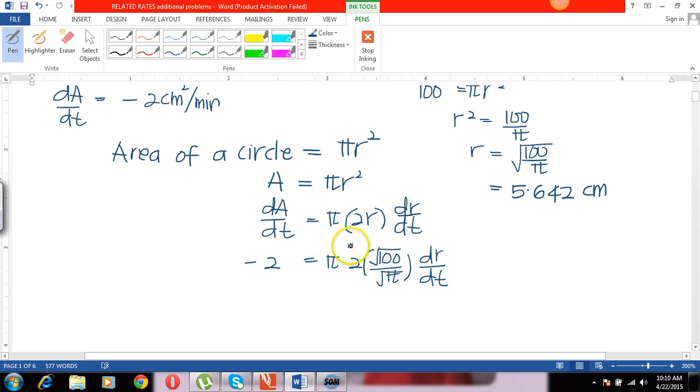Okay, now move every element except dr over dt to the left hand side. So meaning that we have negative 2 over pi 2 square root 10, then we get to the 100, then we get 10 over square root pi, equal to dr over dt. Okay, then we have this equation. You can calculate it now.